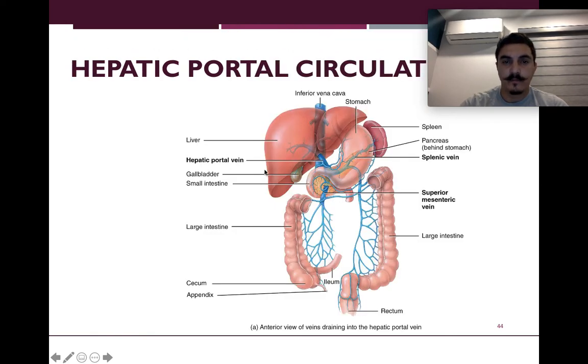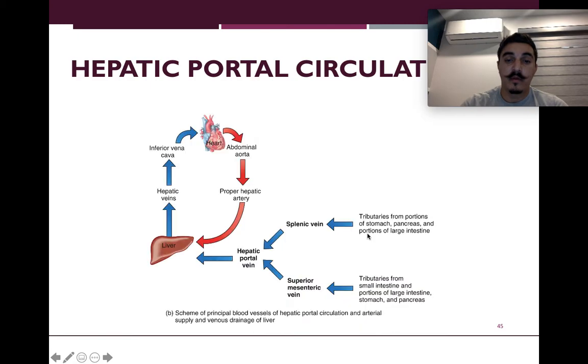So here's a hepatic portal vein, the splenic vein. So we're able to clean up a lot of the blood around here. Here's our liver, to clean it up a little bit before we send it back up to the heart, which is pretty important. Liver, hepatic veins, inferior vena cava, and coming back to the abdominal aorta, hepatic artery, back near that.